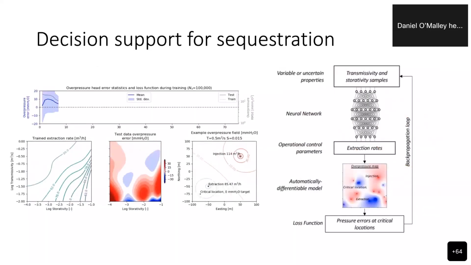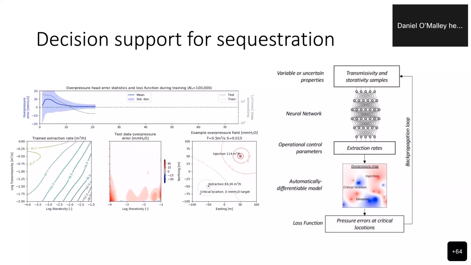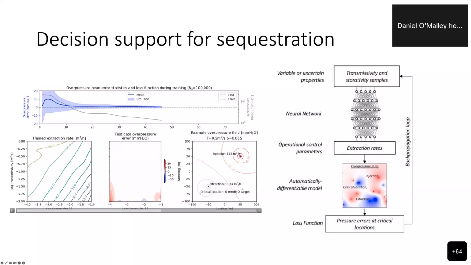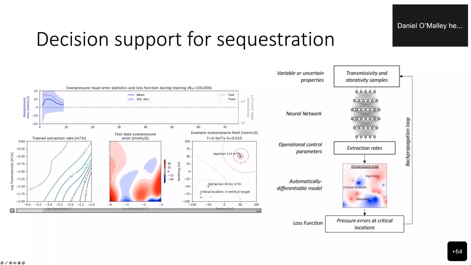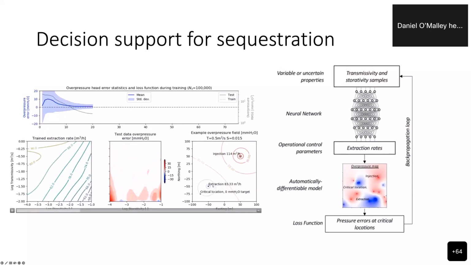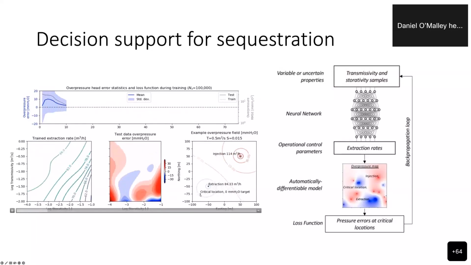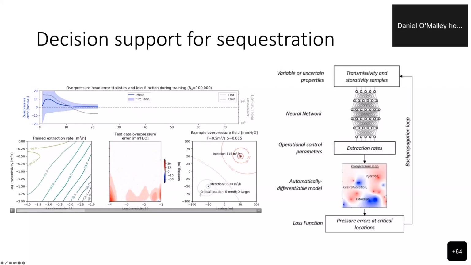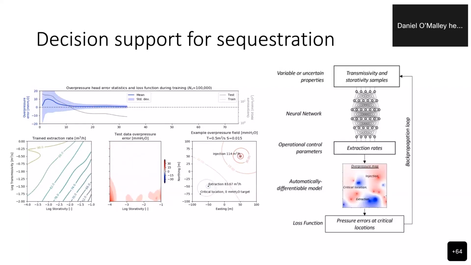This is showing some results for training a machine learning model to manage the pressures in the subsurface. What's basically going on here is you're injecting some fluid at this point, you have a critical location down here, and you're extracting fluid here. In this setup, you're injecting a fixed amount of fluid, and the question the machine learning model is trying to answer is, how much fluid needs to be extracted to make sure that the pressure at this critical location does not exceed some critical threshold.